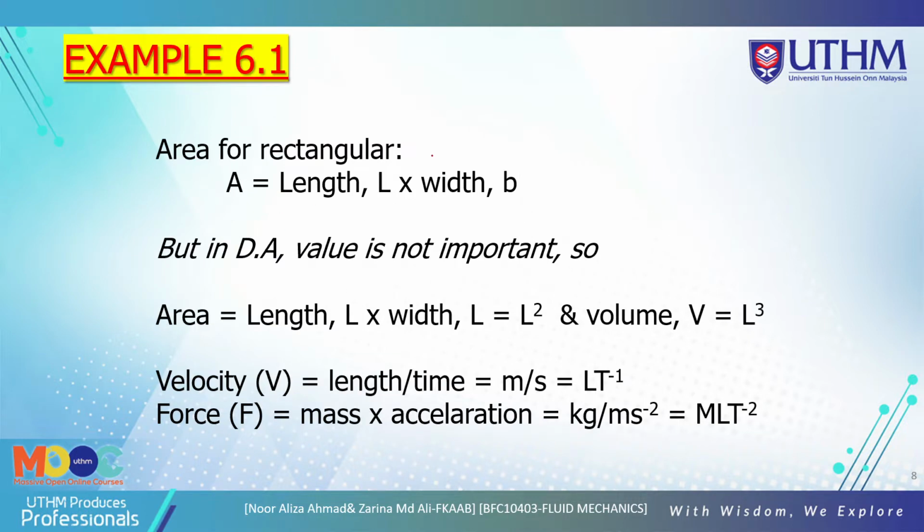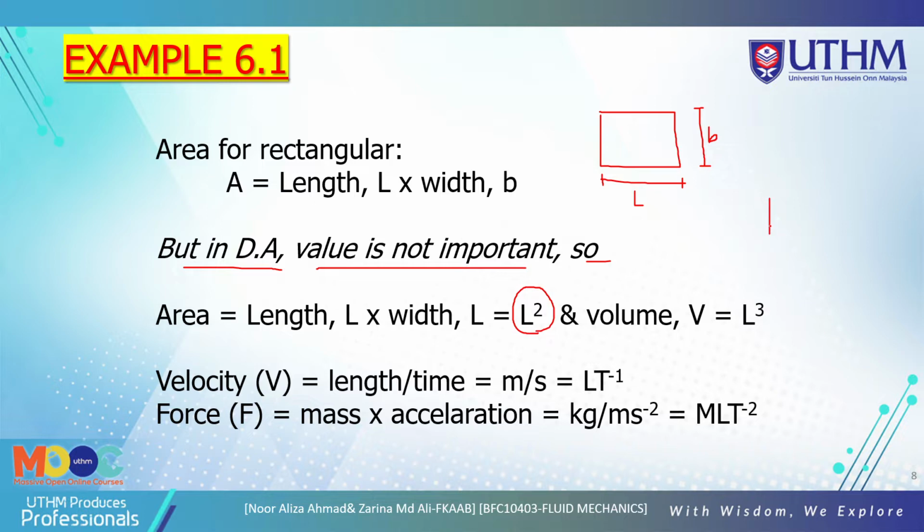Now we look at the area of a rectangle. This is the length, and this is the width B. Length times width gives the area, L times B. But in DA the value is not important, we only use the unit. The unit of length and width is L, so L times L gives L squared, because the unit of area is meter squared.